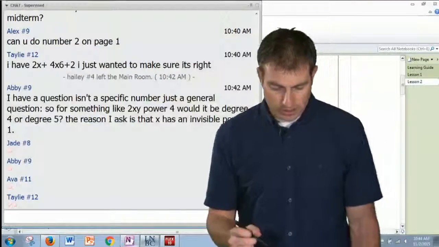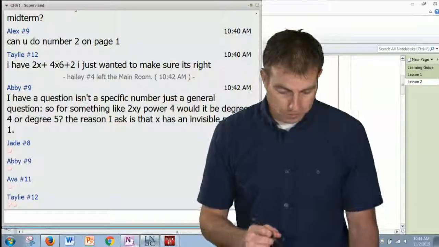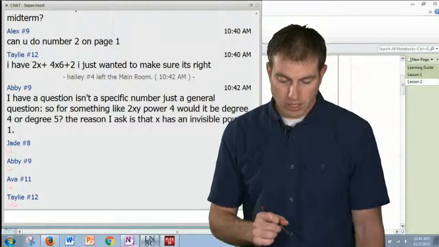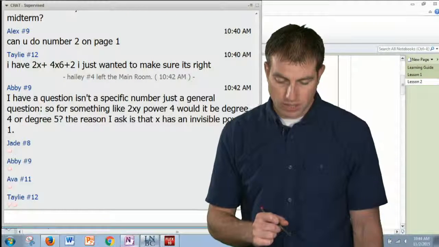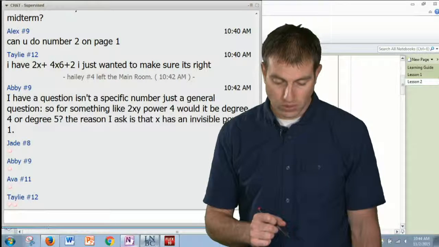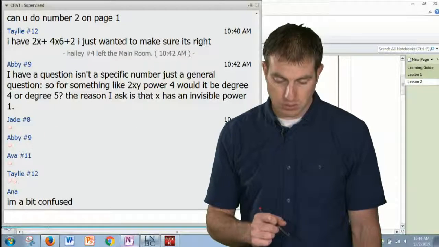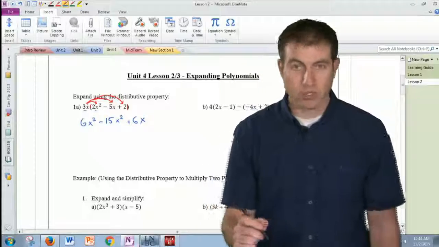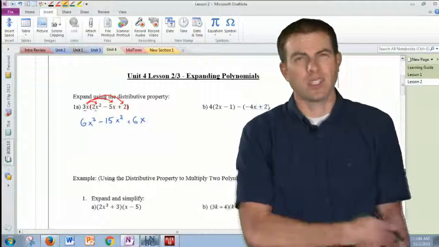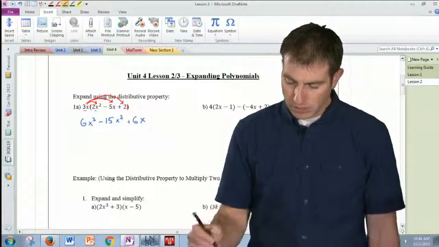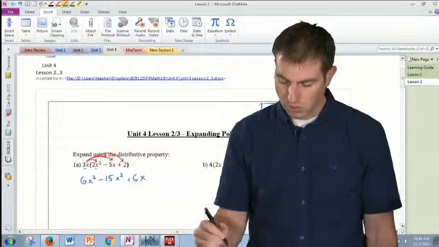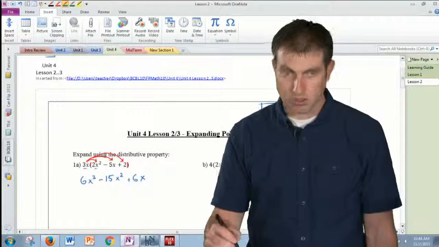Abby's question was this. I have a question, isn't specific to number, just a general question. So for something like 2xy to the power of 4, would it be degree 4 or 5? The reason I ask is the x has an invisible power of 1. That's a good question. It's something I didn't really talk about when I talked about the degree because they don't come up too much. But if you have 2 variables, and you don't even need to write this down, you won't really encounter them for a long time.